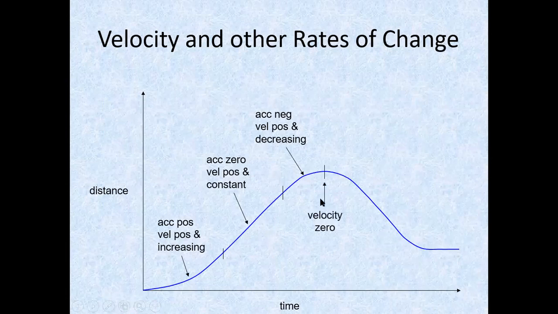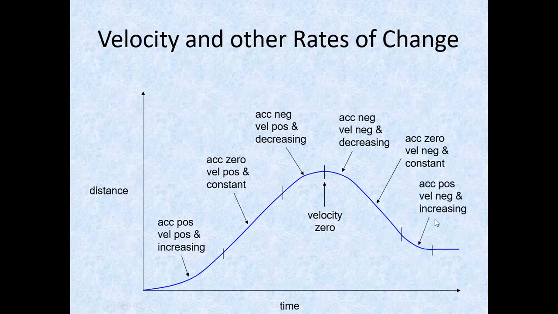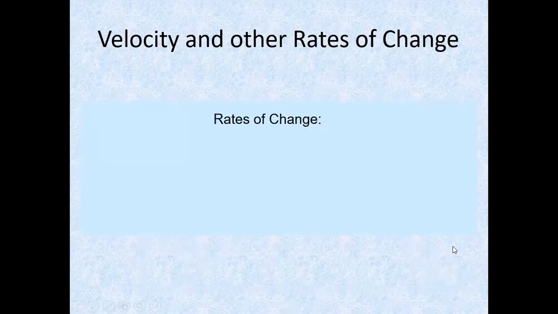And at this point, the velocity is 0. This is the top point. So acceleration is negative, velocity is negative and decreasing. The acceleration is 0, velocity is negative and constant at this point. So acceleration is positive and velocity is negative and increasing again, because the function is increasing from this point again. So the acceleration is 0 and velocity is 0 at this point.